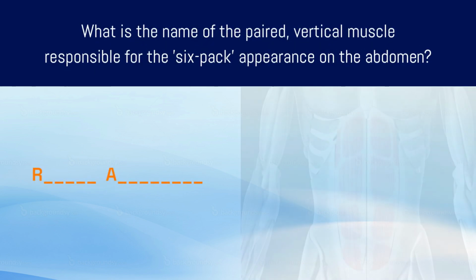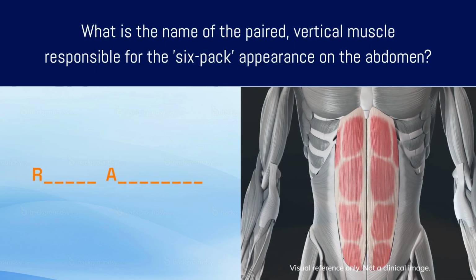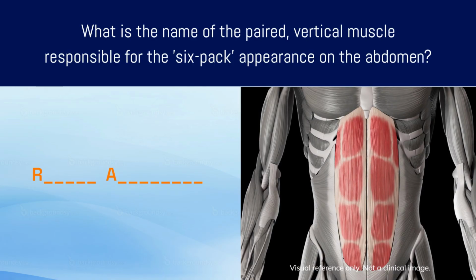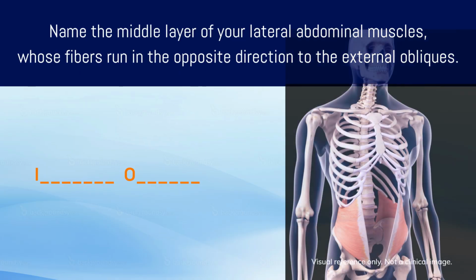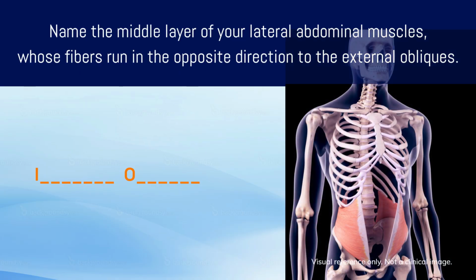What is the name of the paired, vertical muscle responsible for the six-pack appearance on the abdomen? Rectus abdominis. Name the middle layer of your lateral abdominal muscles, whose fibers run in the opposite direction to the external obliques. Internal obliques.